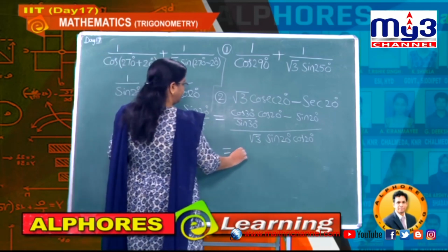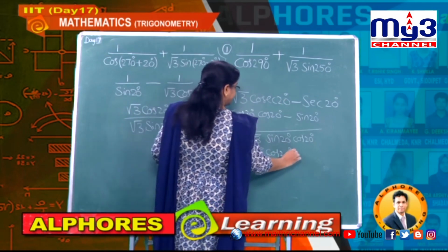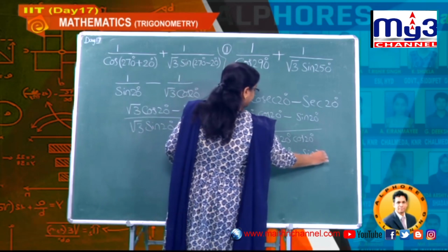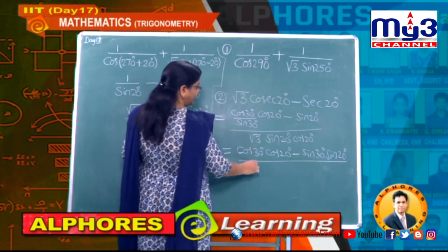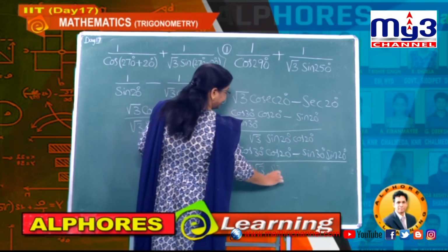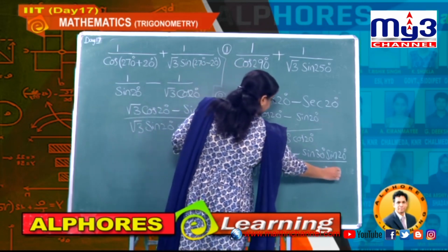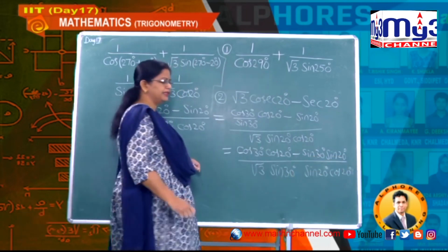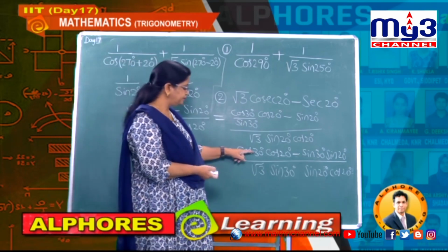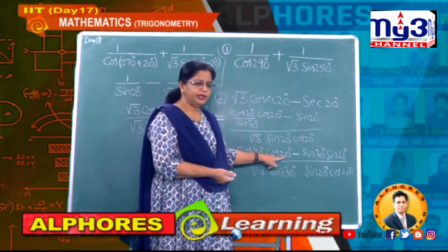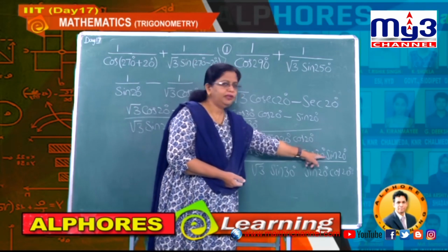If you take sin 30 as LCM, this is cos 30 into cos 20 minus sin 30 degrees into sin 20 degrees, whole divided by, along with root 3, the other value sin 30 degrees into sin 20 cos 20. So up to this you got, right, students? Now observe the numerator again. What kind of value do you get here? Cos A cos B minus sin A sin B, with the same 30 degrees and 20 degrees repeated.